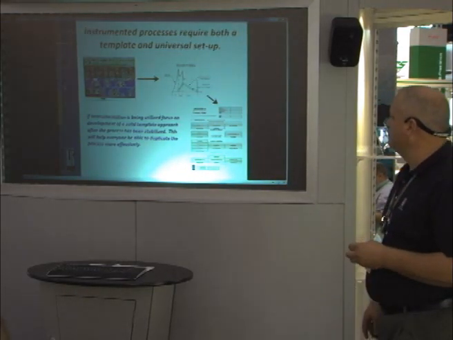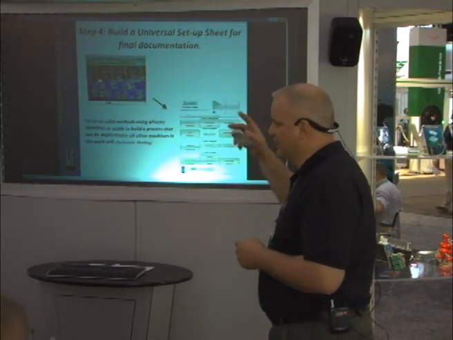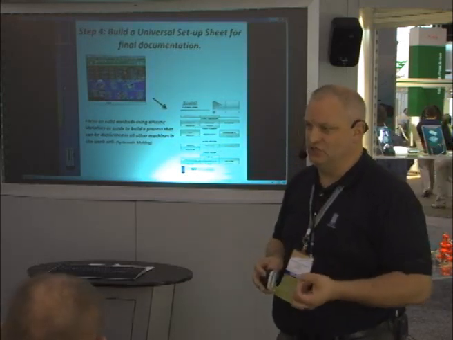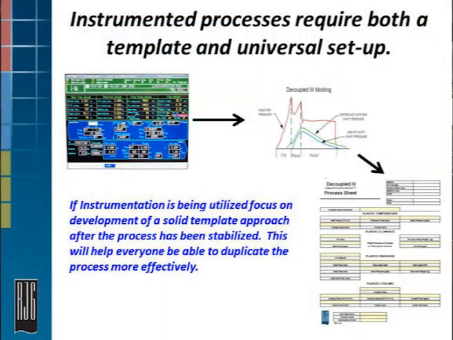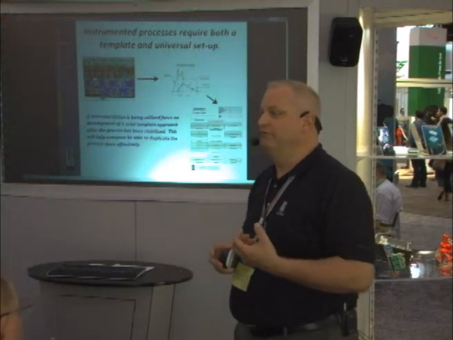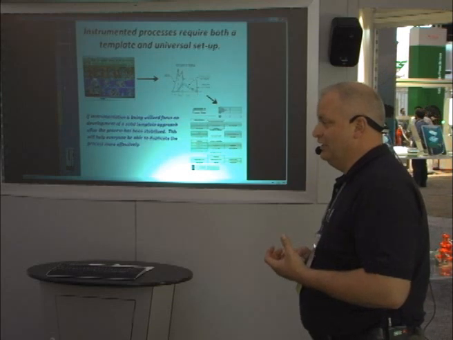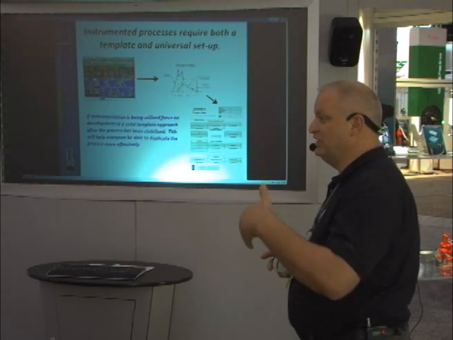The instrumented process requires both a template and a universal setup. When we were talking about this process, we were actually talking about a decoupled tube process, which is all based around machine parameters, okay? But we can also have an instrumented process which requires both, not only a universal setup sheet, but a template that I can come back and match to. That universal setup sheet and that template are my guides. Really, the template ends up being the fingerprint of the process that I can take from machine to machine and match it.